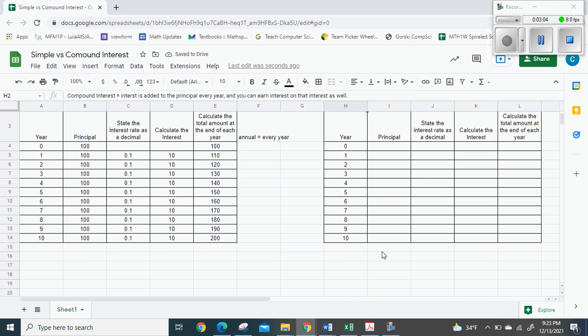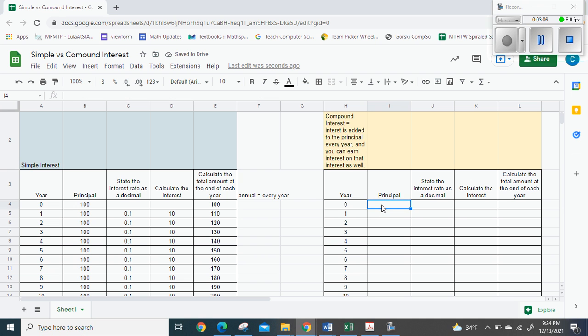So let's see. I'm still starting with year zero. It's still starting with $100. So at the end of that year, I still have my $100. Okay. So let's see. So my principal is going to be whatever it is from the year before. My interest rate is still going to be 10% as a decimal, so it's still going to be 0.1. And that's going to be the same the whole way.